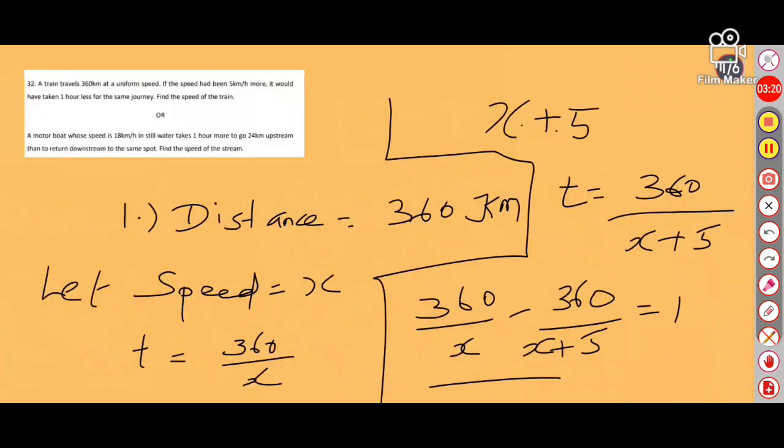So we will see the next question, the 32nd question. A motorboat whose speed is 18 km per hour in still water takes 1 hour more to go 24 km upstream than to return downstream to the same spot. Find the speed of the stream. This is again from the same lesson.